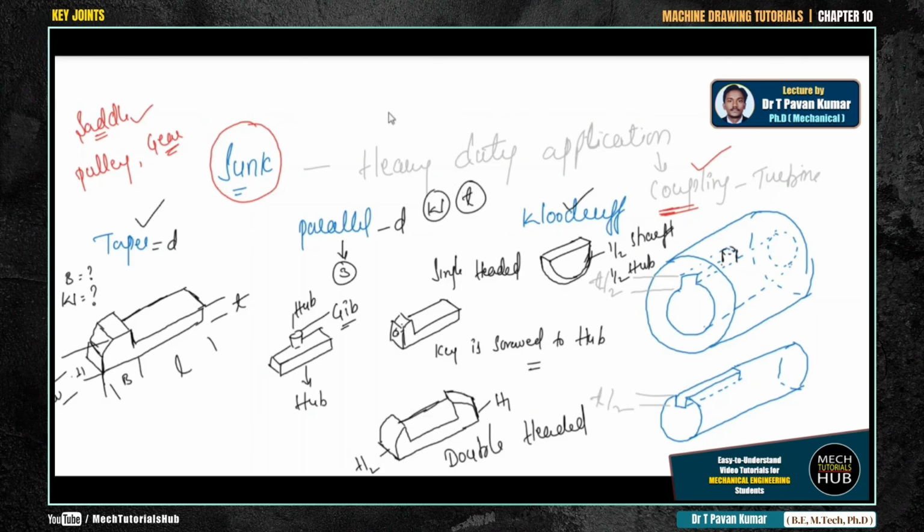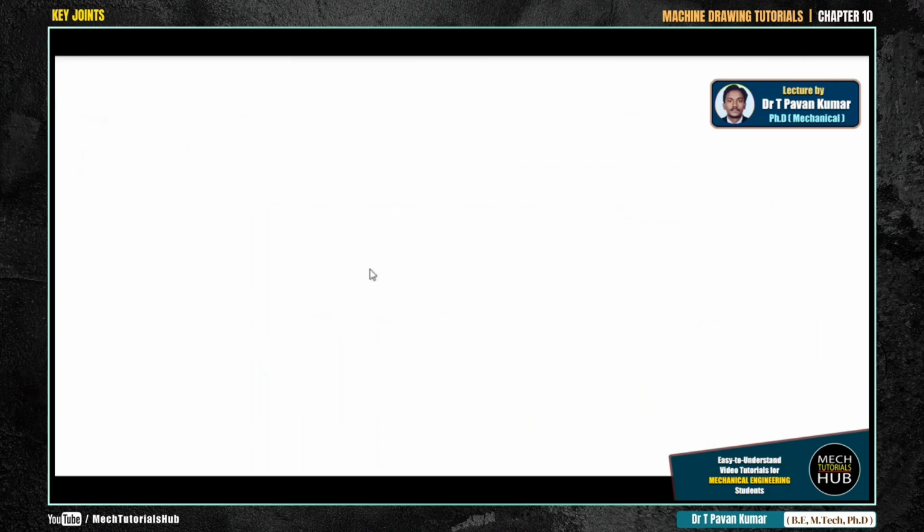Other than these sunk keys and saddle keys, a few other keys are also there, which are called the round key and the splined key. A round key is completely different from whatever we discussed just now. Round key is used after placing the shaft inside the hub. There won't be any keyway provided for a round key.